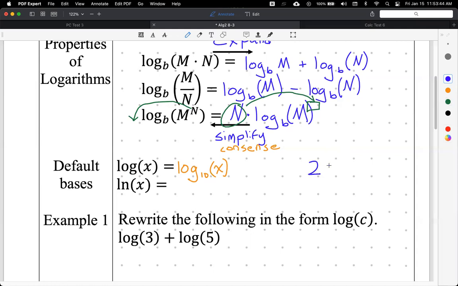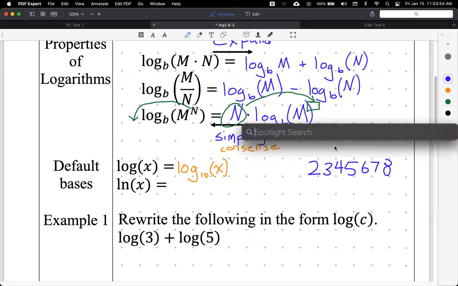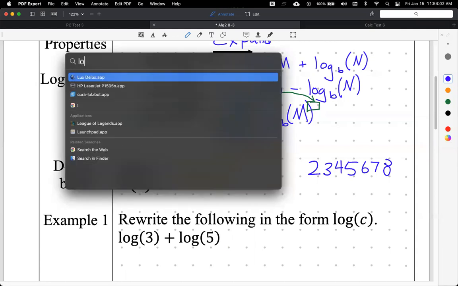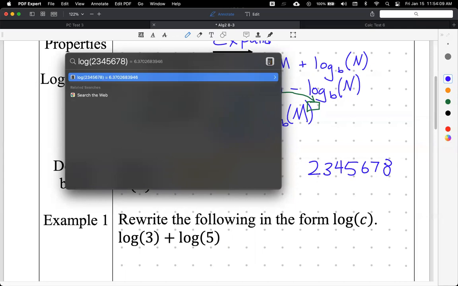So I'm just going to make up 2, 3, 4, 5, 6, 7, 8. If you take the log of this number, this should tell you about how big it is. By default, when you do Spotlight search, it does log base 10. If you want to do log base e, you can, we'll talk about that in a sec. Log of 2,345,678. You get 6. Why?